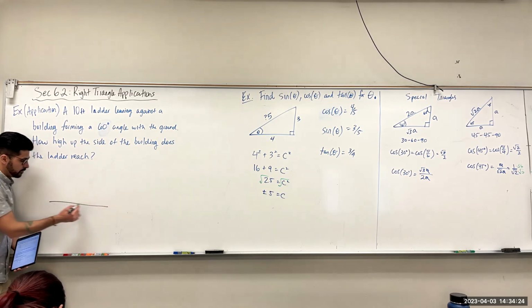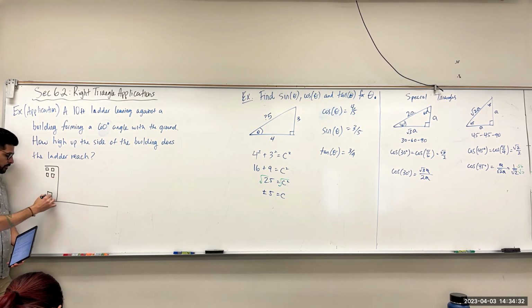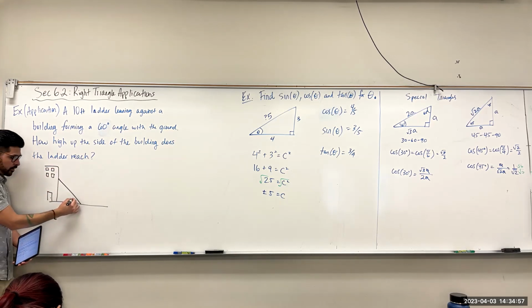Here's the ground. Here's the building. Put some windows in it, big old building, and a nice little door. And then you have your ladder leaning right here. Where is the 60-degree angle, up here or down here? It says it's forming a 60-degree angle with the ground, so the bottom right here, because that's the ground. So be careful.